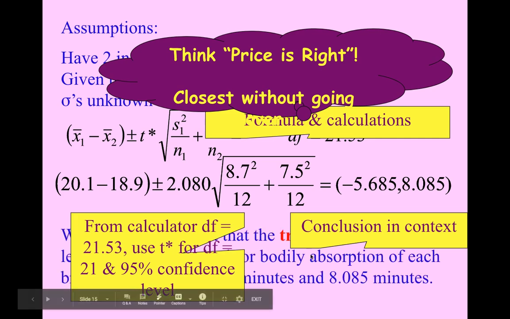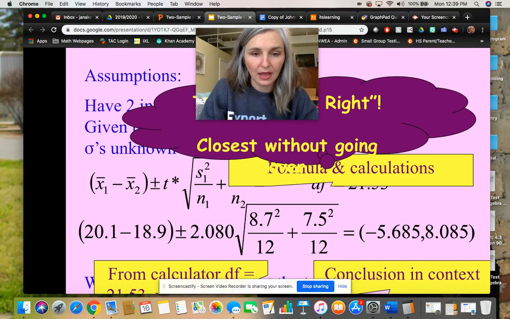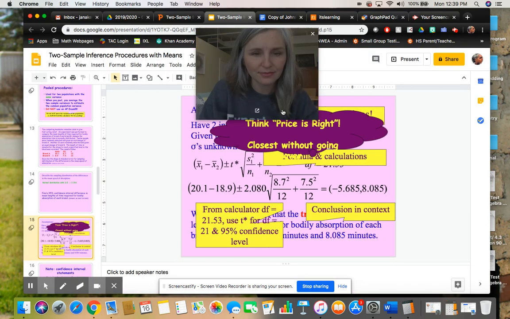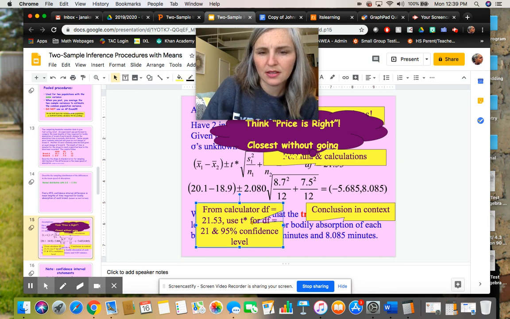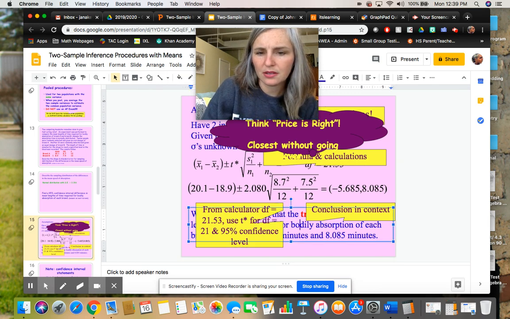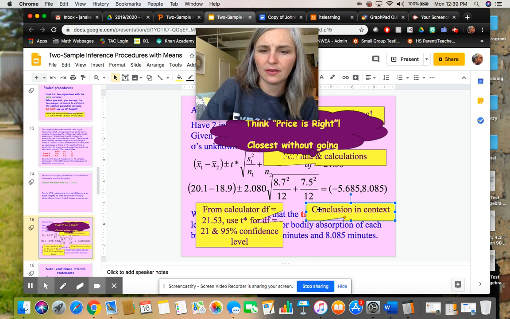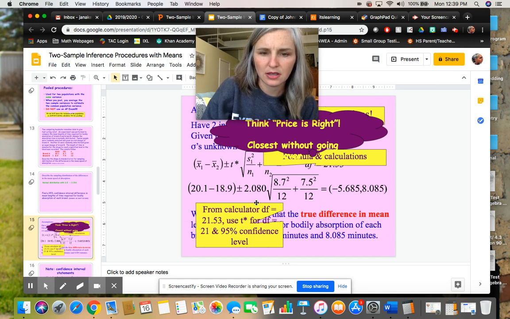Make sure you're writing your conclusion in context. This looks insane. I'm going to delete. So I really want, let me get rid of this. And I'll get rid of this. There we go.